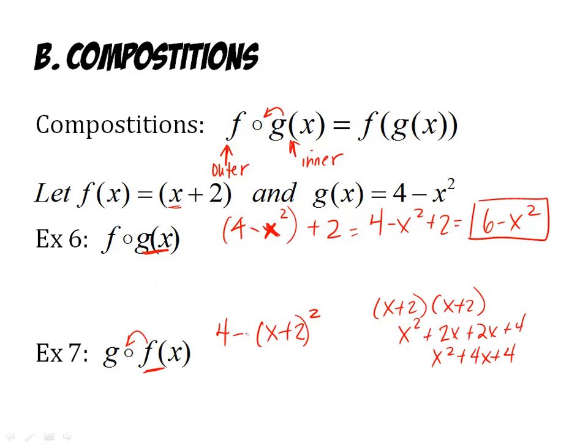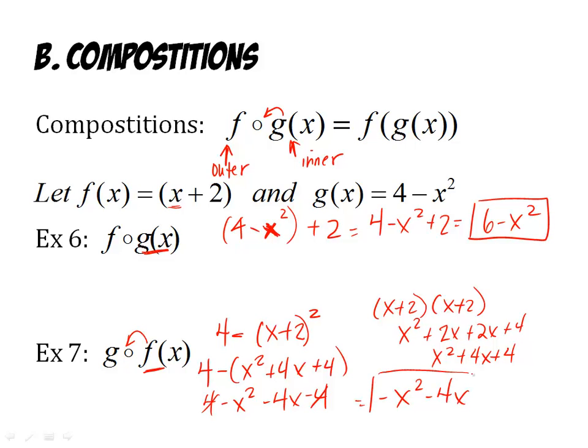So, it is minus all of this mess over here. So it's 4 minus x squared plus 4x plus 4. Now I distribute the negative 1 all the way through, and I simplify. That 4 gets taken out by that negative 4, so what I really have is negative x squared minus 4x. And there's my final answer.